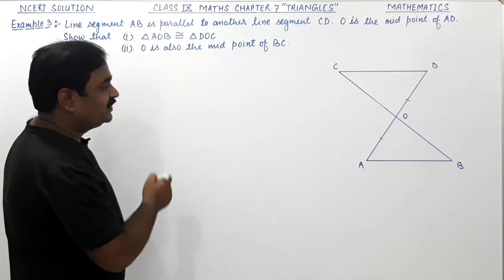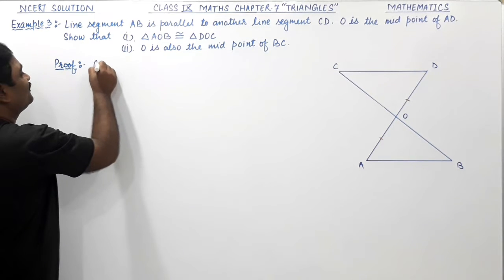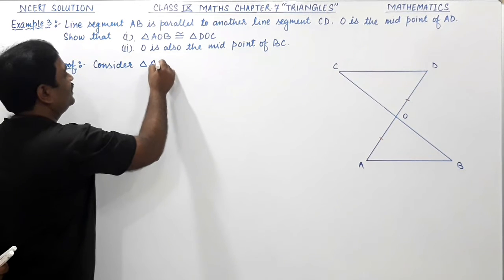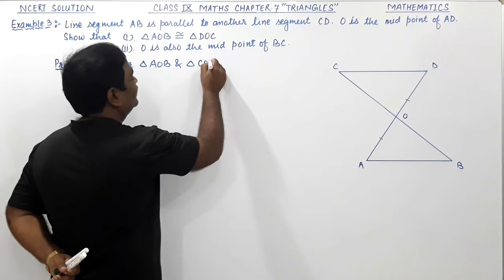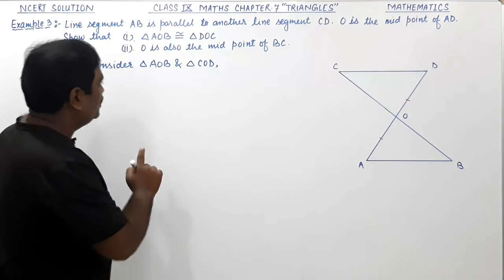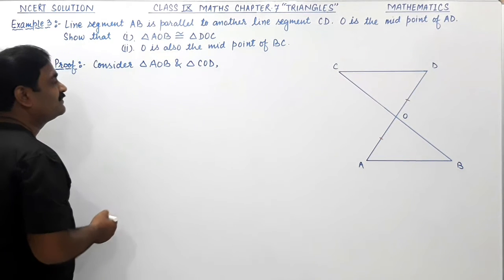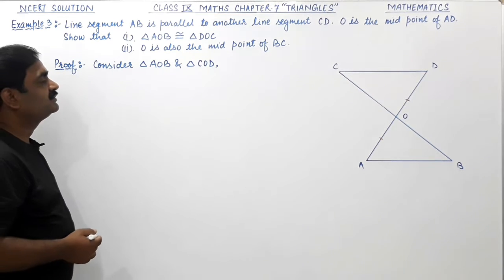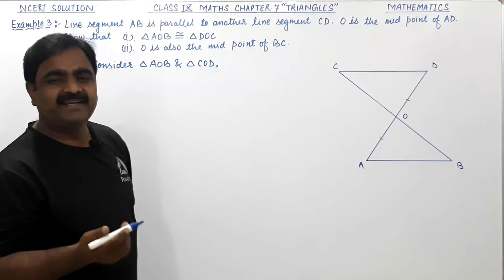To prove this, we have to compare two triangles. Consider triangles AOB and triangle COD. These two triangles we are going to consider. As AOB and COD, let us compare these two triangles, that is, their sides and angles, and see which are equal.